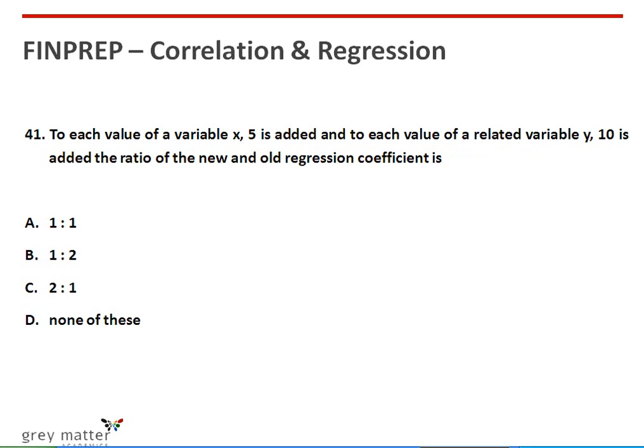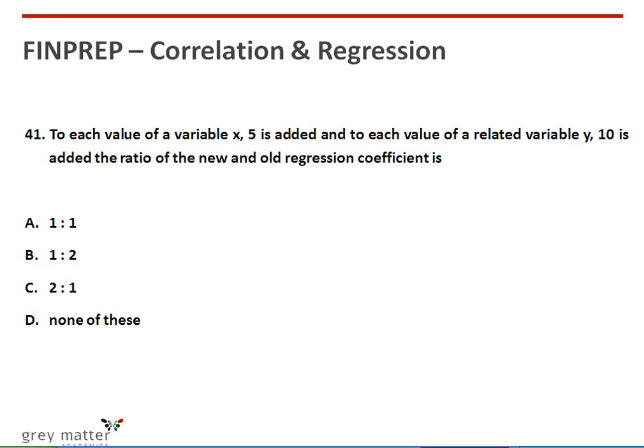41st question. To each value of a variable x, 5 is added, and to each value of a related variable y, 10 is added. Now the ratio of the new and old, actually it is not regression coefficient, it is correlation coefficient. We need to calculate. We know that whenever there is a shift in origin, x has been added by 5 and y has been added by 10, there will not be any change in the regression coefficient.